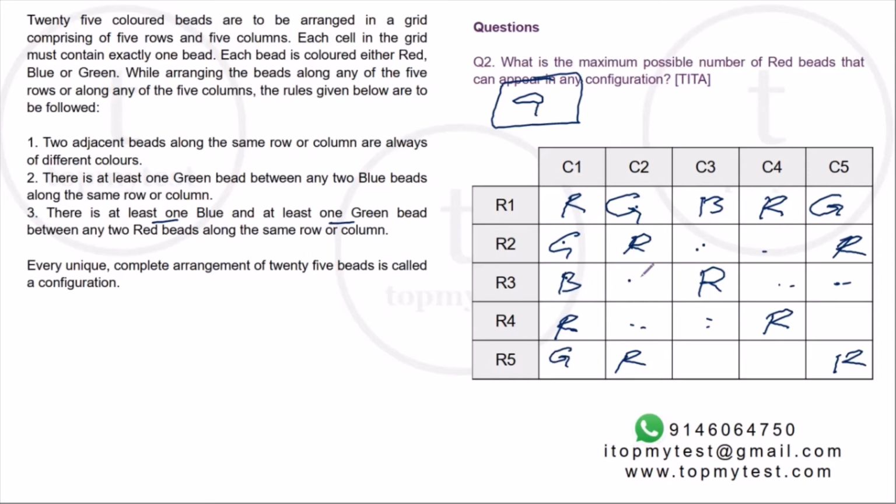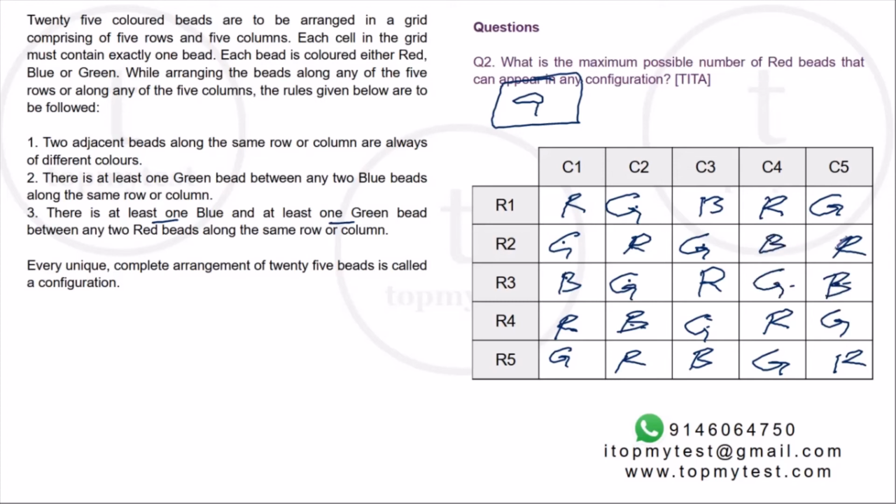Then I cannot fill a green here. Why? Because it says between any two, okay, I can actually fill a green here. Okay, and then blue. Okay, I can fill green. I can fill green. I can fill blue. I can fill this with green. I can fill this with green. This will have to be blue. I can fill this with green.